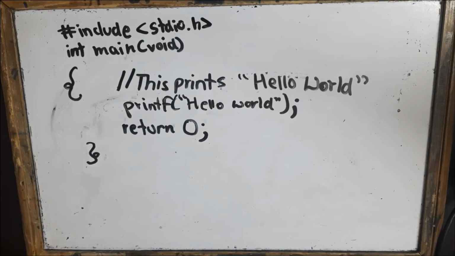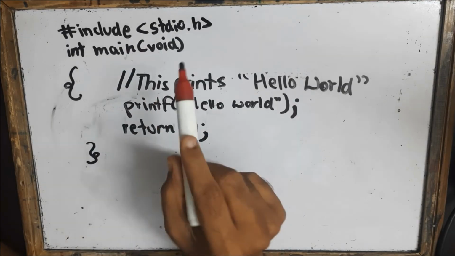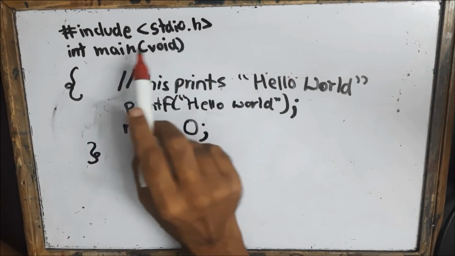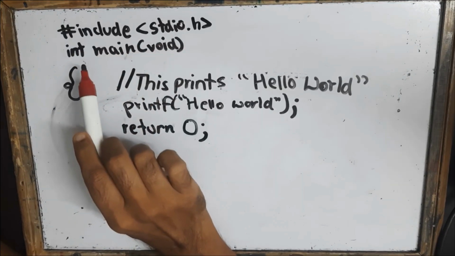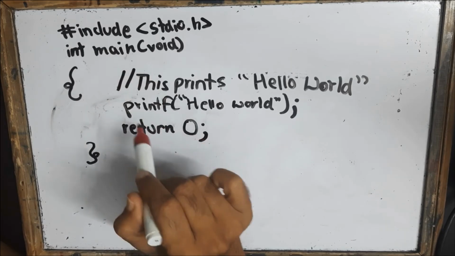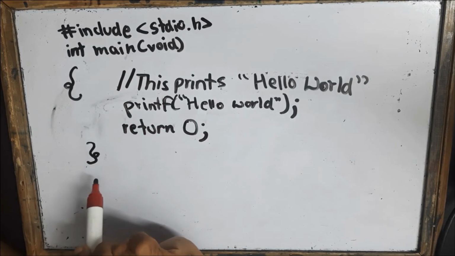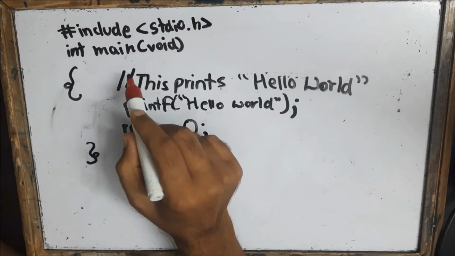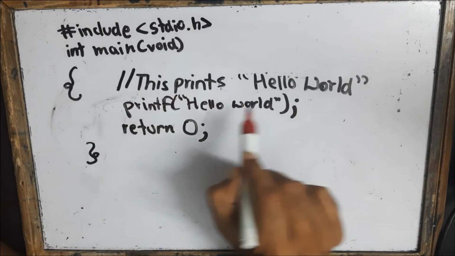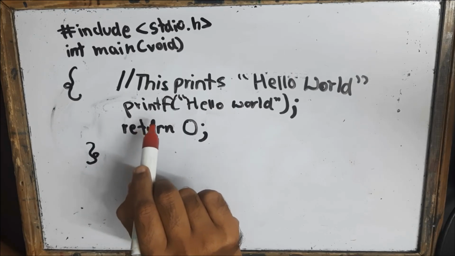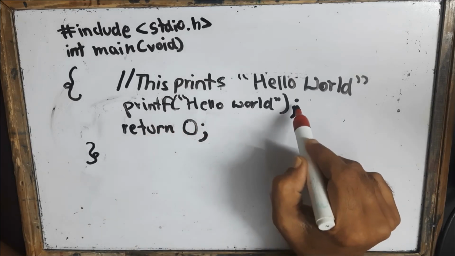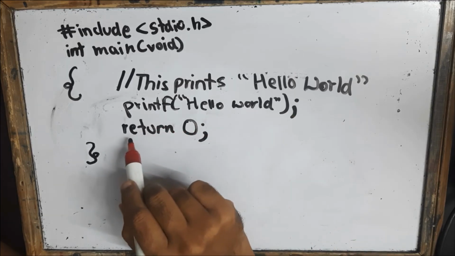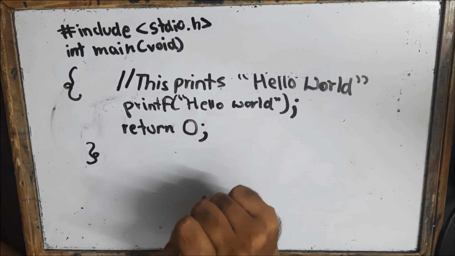Okay, let's take one more example where we need to start with this line: #include <stdio.h>, int main(void), and open the curly bracket. Here this is a comment, this prints hello world, and we have a statement called printf("hello world"); with a semicolon, and we have written return 0; ending with a semicolon.